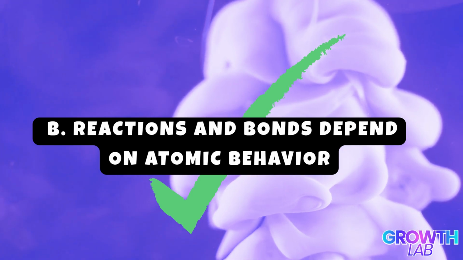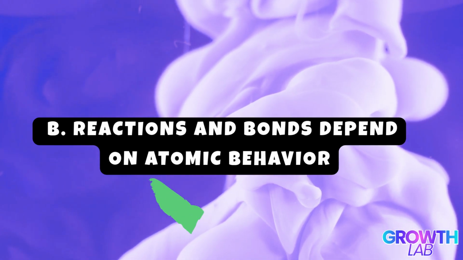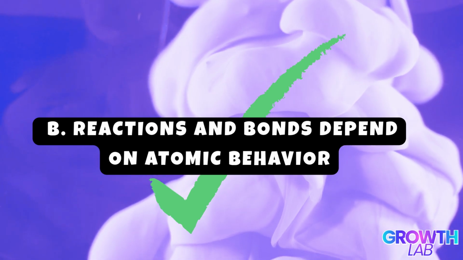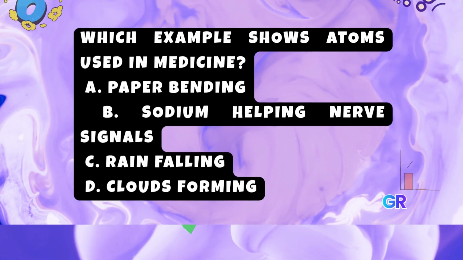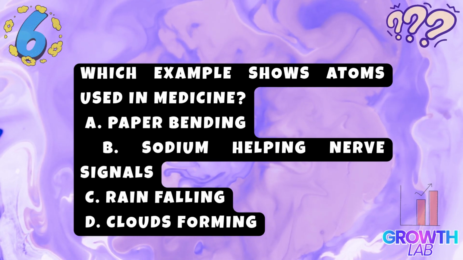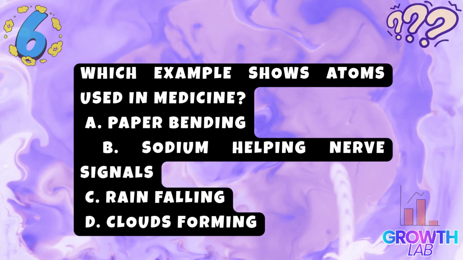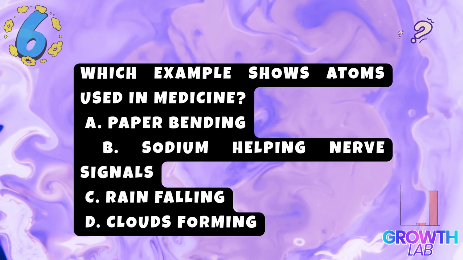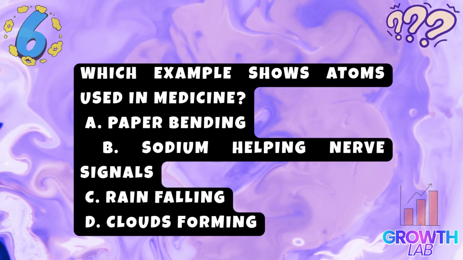Correct option is option B, reactions and bonds depend on atomic behavior. Understanding atoms explains chemical reactions. Question 6. Which example shows atoms used in medicine? Answer options are: Option A, paper bending. Option B, sodium helping nerve signals.